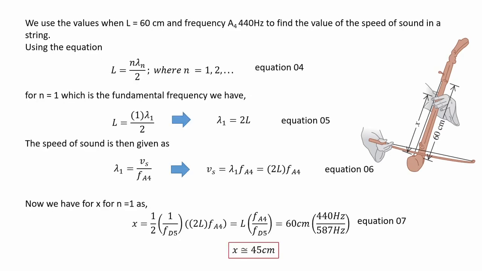We use the values when L is equal to 60 centimeters and frequency A4 is 440 Hz to find the value of the speed of sound in the string. Using equation 4 where n is equal to 1 for fundamental mode we get an expression 5. Equation 5 is the function for the wavelength for that frequency. We then substitute this equation to obtain an expression for the speed of sound in the string as shown in equation 6. We then substitute this equation and enter the known parameters shown in equation 7.